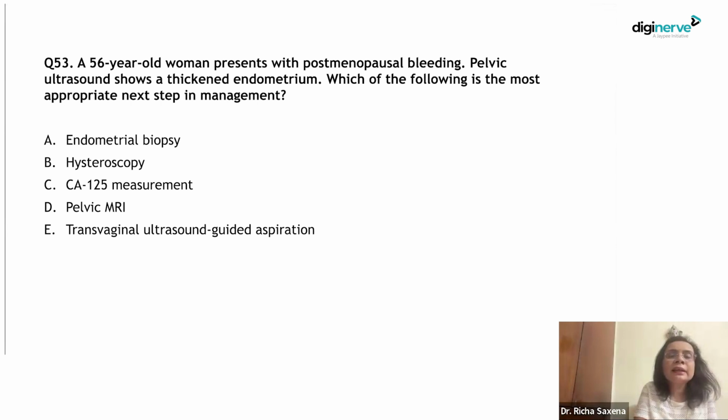A woman presents with postmenopausal bleeding. Pelvic ultrasound shows a thickened endometrium. Which of the following is the most appropriate next step in management? So what should you do? And how much should be the endometrial thickness? Yes, an endometrial biopsy is what is required. And probably you can very well even manage through endometrial aspiration. And yes, everybody is correct. The benchmark is 4 millimeters. The endometrial thickness should be less than 4 millimeters. And if you encounter that endometrial aspiration is abnormal, probably then you can go ahead with a hysteroscopic guided biopsy.